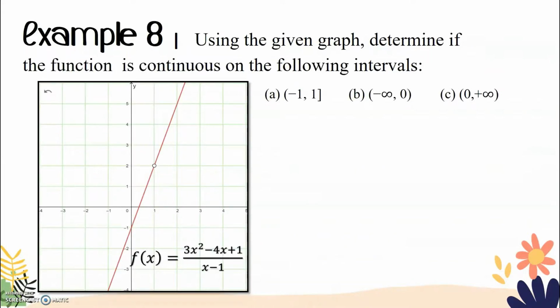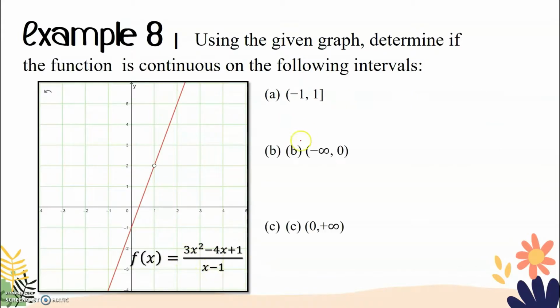Now let's go to example 8. Using the given graph, determine if the function is continuous on the following intervals. So we have here the graph of f of x equals 3x squared minus 4x plus 1 all over x minus 1. Now let's try to check if on the interval -1 to 1 inclusive our function is continuous. Okay, so let's trace the interval.